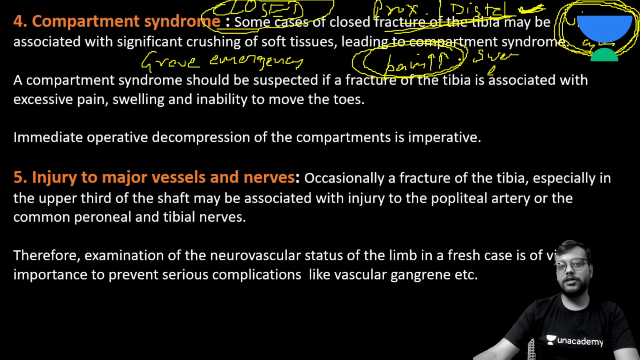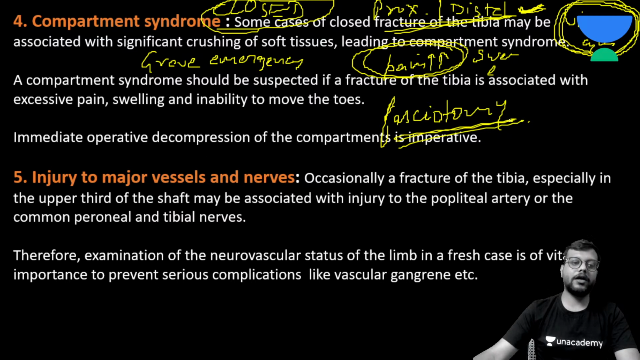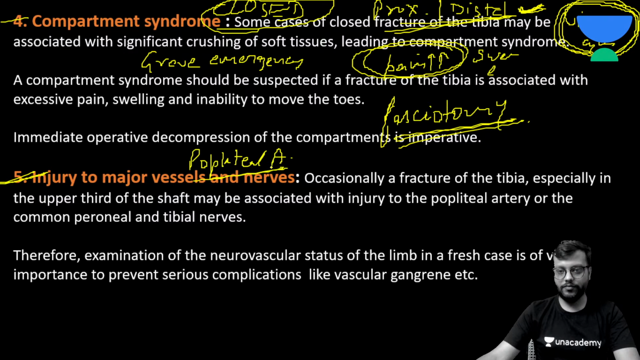And if there is compartment syndrome, you have to release the pressure by doing urgent fasciotomy. ठीक है, decompression करना पड़ता है by urgent fasciotomy. Now injuries of vessels and nerves we have already discussed. Most commonly the popliteal artery is the vessel which is most commonly injured, and the peroneal nerves, common and deep peroneal nerves, are mostly injured.